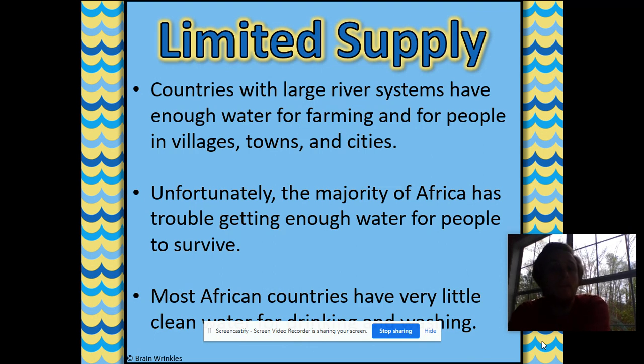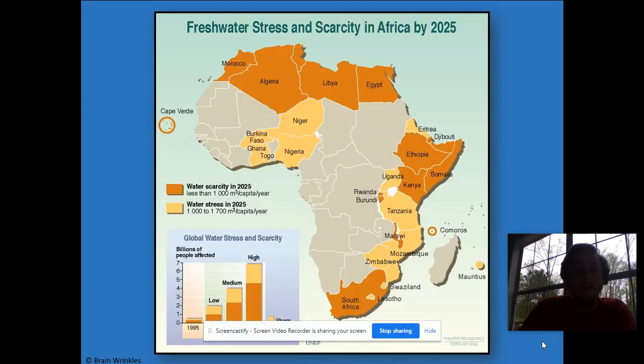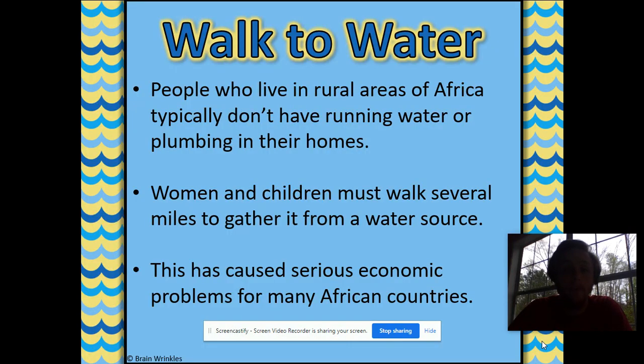Countries with large river systems have enough water for farming and for people in village towns and cities. However, the majority of Africa has trouble getting enough water for people to survive. Most African countries have very little clean water for drinking and washing, which is exactly building off the story that you read yesterday about Natalia. This is just kind of a zoomed in map of Africa about the water scarcity. You can take a minute to look at that. If you ever want to look more than what I'm showing you, you can always pause the video so that way you can look more into it.